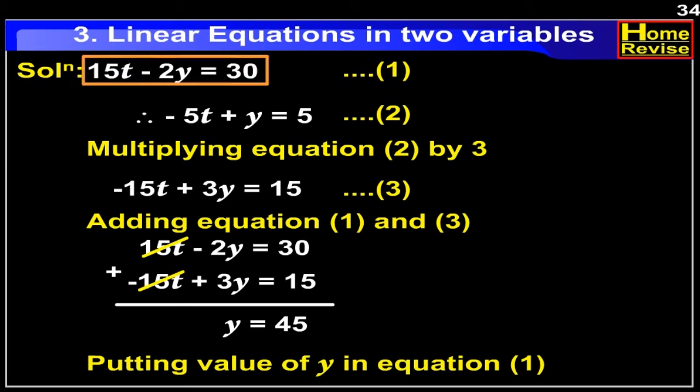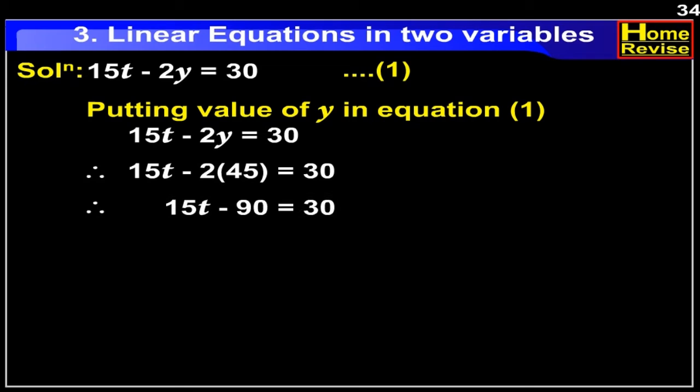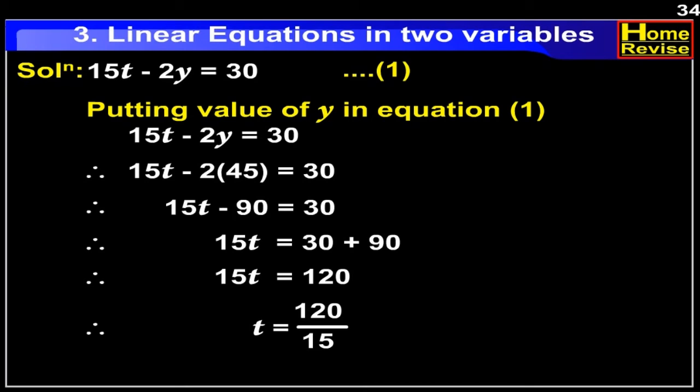Putting the value of y in equation 1 we get 15t minus 2y is equal to 30. Therefore 15t minus 2 into 45 is equal to 30. Therefore 15t minus 90 is equal to 30. Therefore 15t is equal to 120. t is equal to 120 divided by 15, which is equal to 8. Thus we have y is equal to 45 and t is equal to 8.